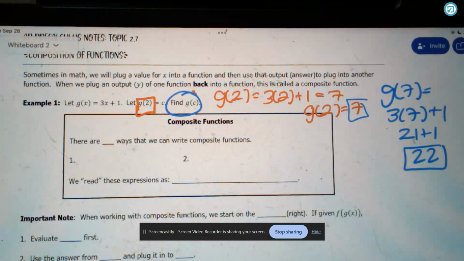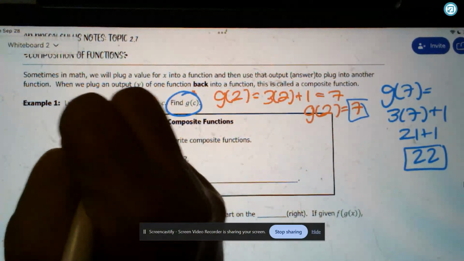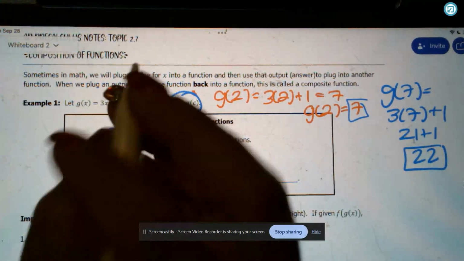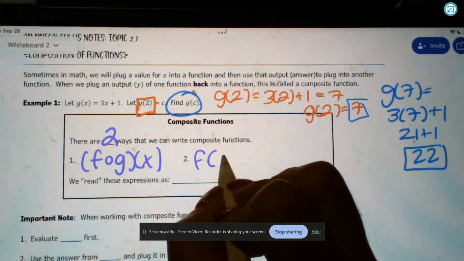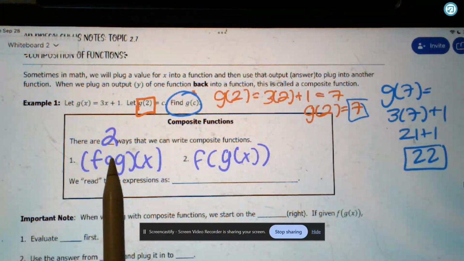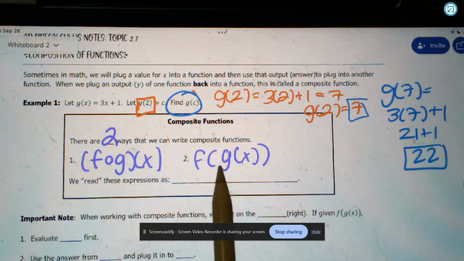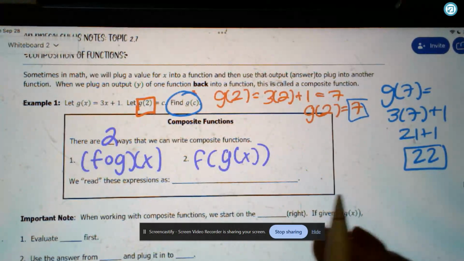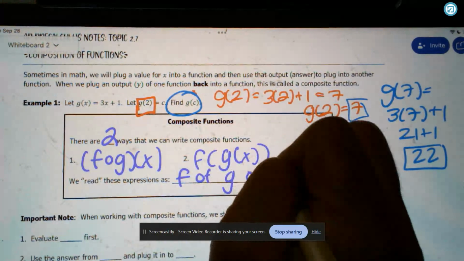All right, composite functions. There are 2 ways that we can write composite functions. The first is kind of like the word fog, and then your x after it. And then the second is the way that we write it most of the time, is just multiple parentheses there. So it's the same thing. So this is f of g of x, and this is f of g of x. So either way, it's going to be the same, and we read those exactly what I said, f of g of x.